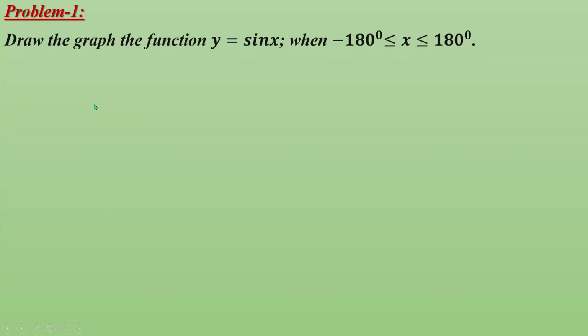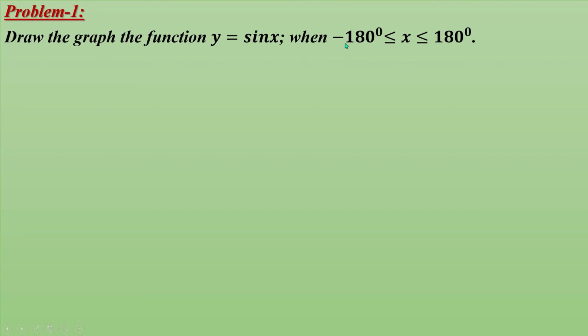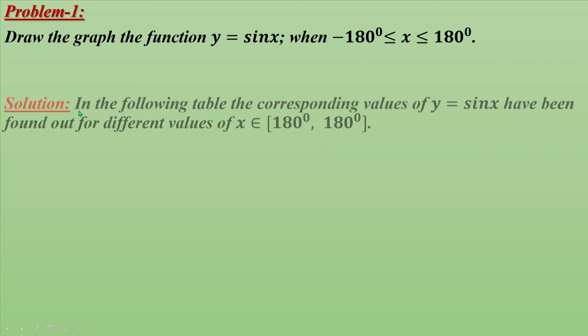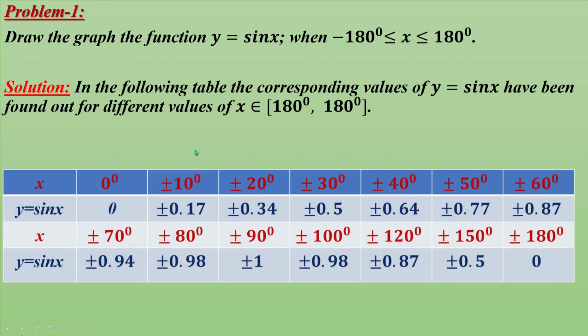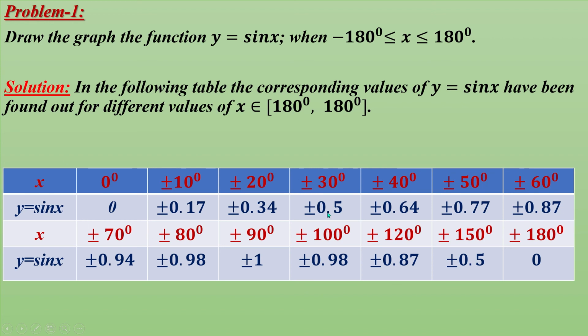Now problem 1. Draw the graph of the function y is equal to sin x in the range minus 180 degrees to plus 180 degrees. That is very important. Solution: in the following table, the corresponding values of y equal to sin x have been found for different values of x in this range. That means here it will be minus 180 degrees to plus 180 degrees. And the table will be like this. By using a calculator, you can find the values.